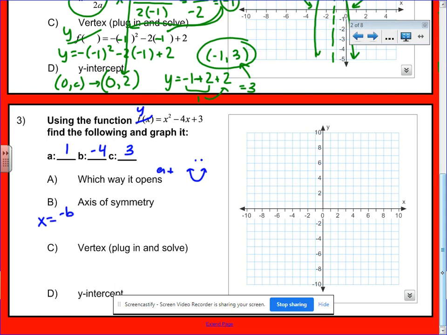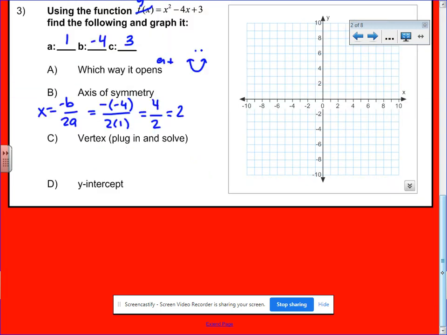X equals negative b, or opposite of b, over 2a. So opposite of b, so opposite of negative 4, over 2 times a, which is 1. So negative of negative 4 is positive 4, over 2 times 1, which is 2. So that's 2. So x equals 2. Now go ahead and draw that axis of symmetry right here.